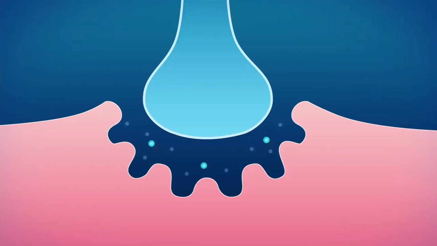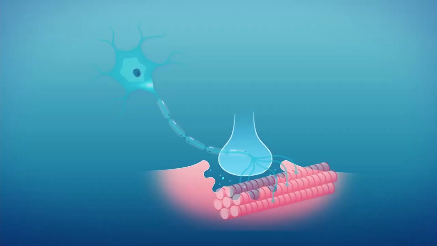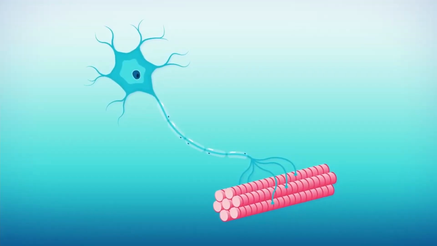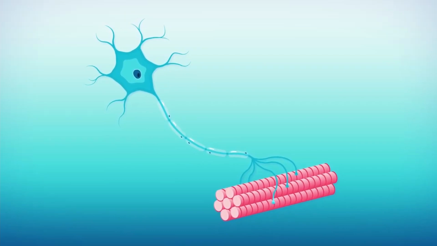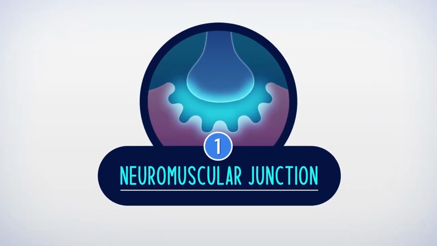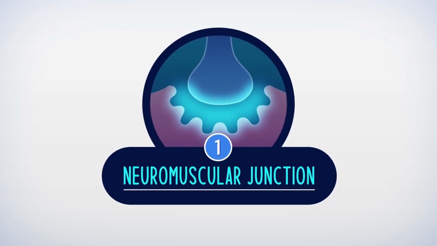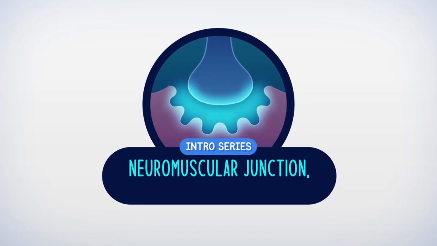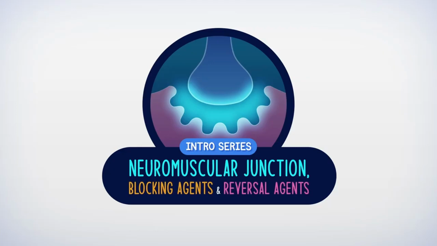This covers the primary function of the neuromuscular junction and how an action potential generated by a neuron results in a muscle contraction. Thank you for watching part 1 in our three-part introductory series on the neuromuscular junction. Please continue with the rest of this series to see how neuromuscular blocking agents and reversal agents operate in the neuromuscular junction.